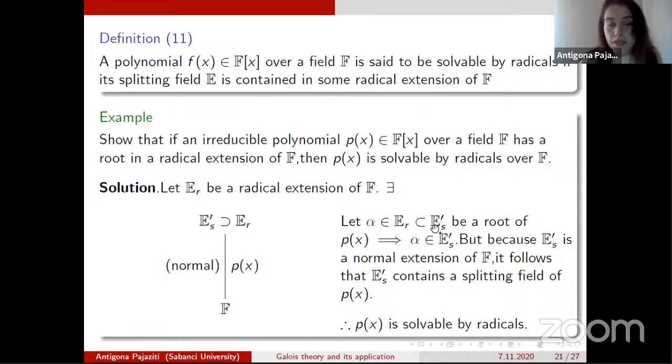But because E sub s prime is a normal extension of F, and it contains one of the roots of p of x, what does that mean? That means that p of x splits into linear factors in this radical extension. So E sub s prime contains a splitting field of p of x. Therefore, p of x is solvable by radicals, by definition.